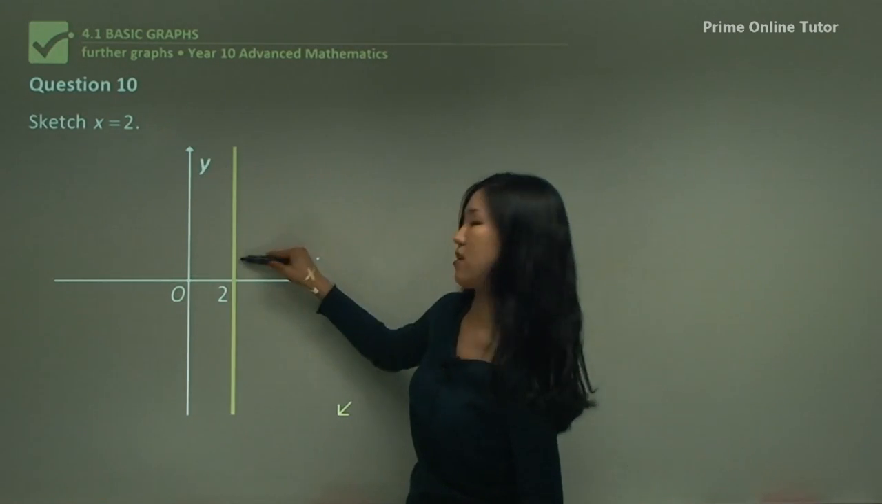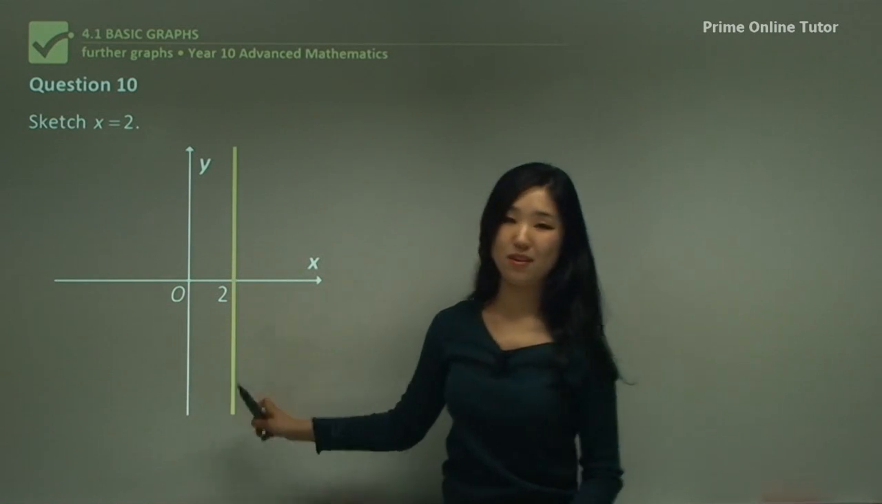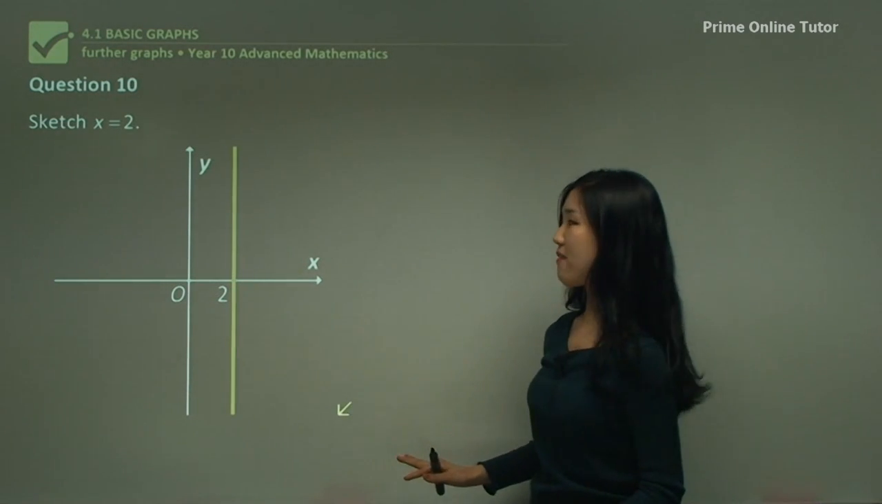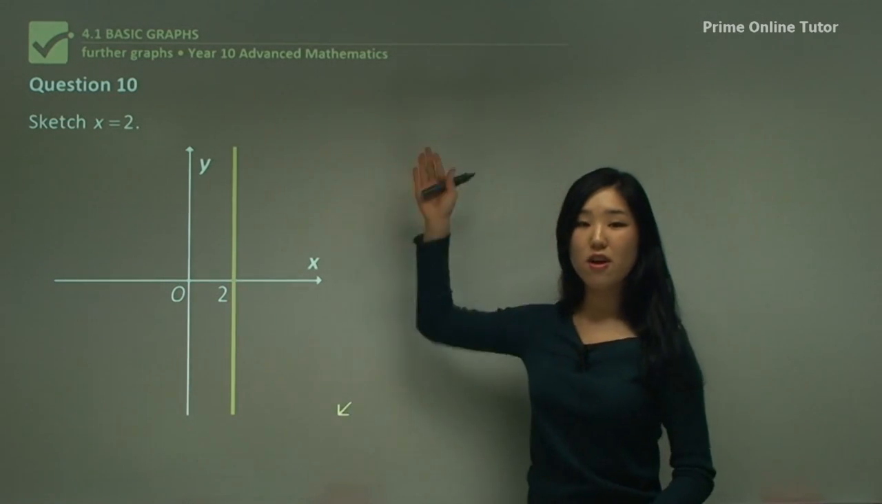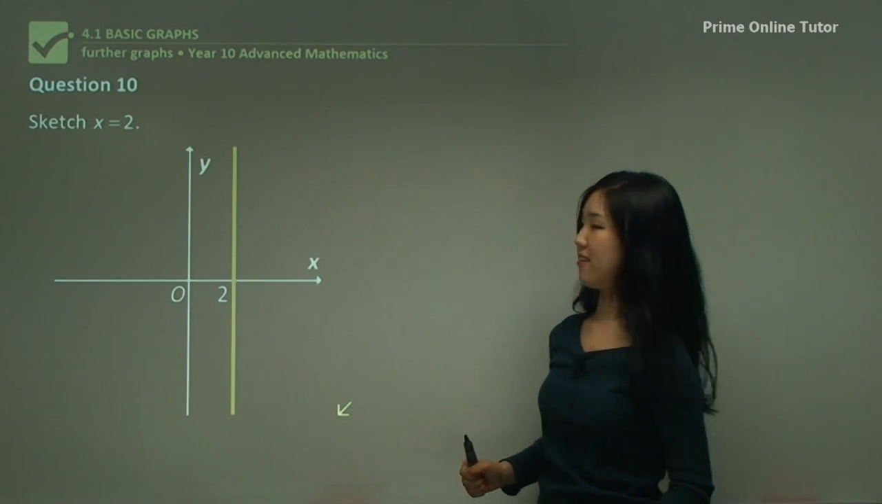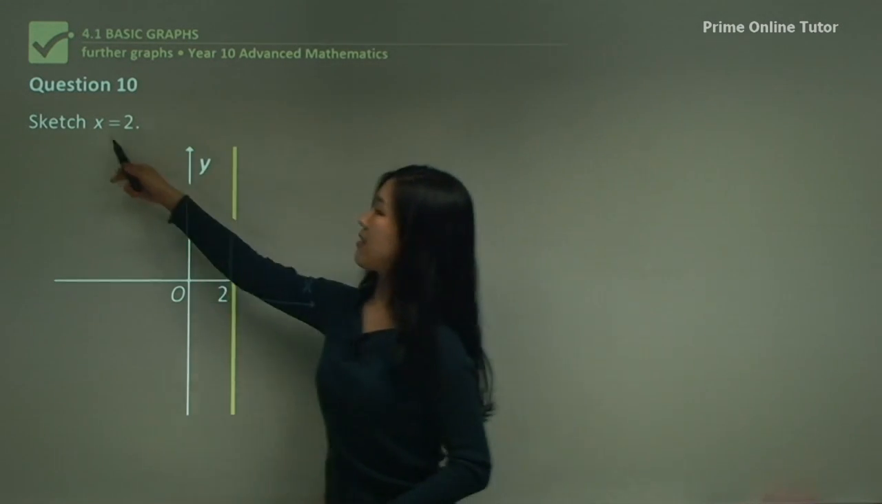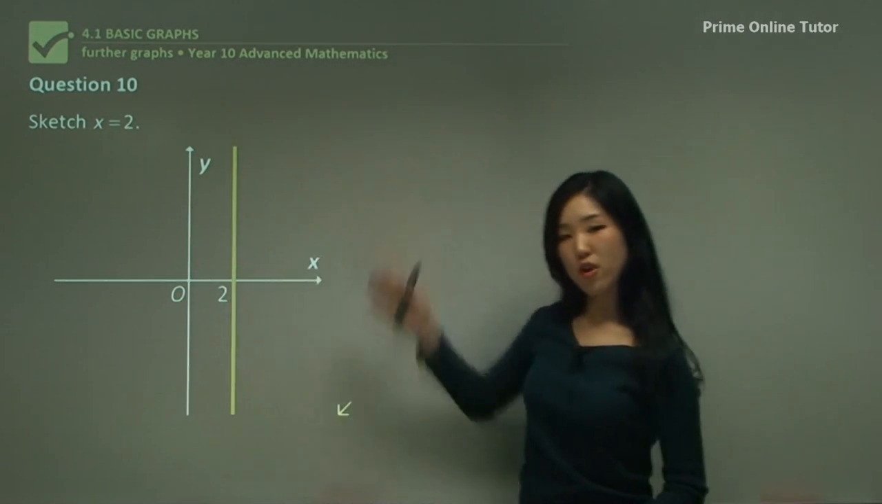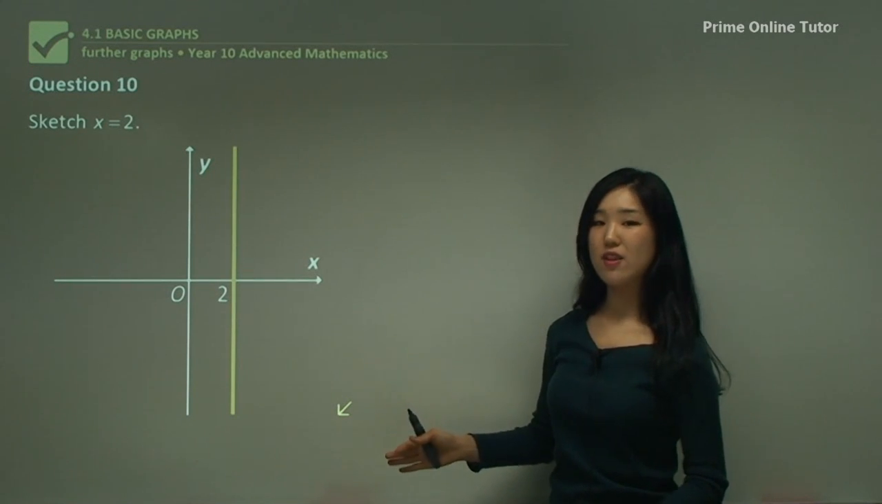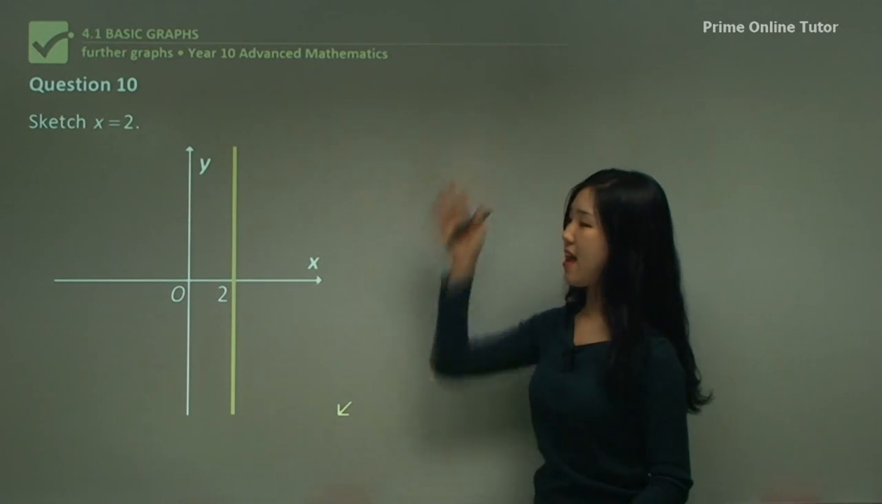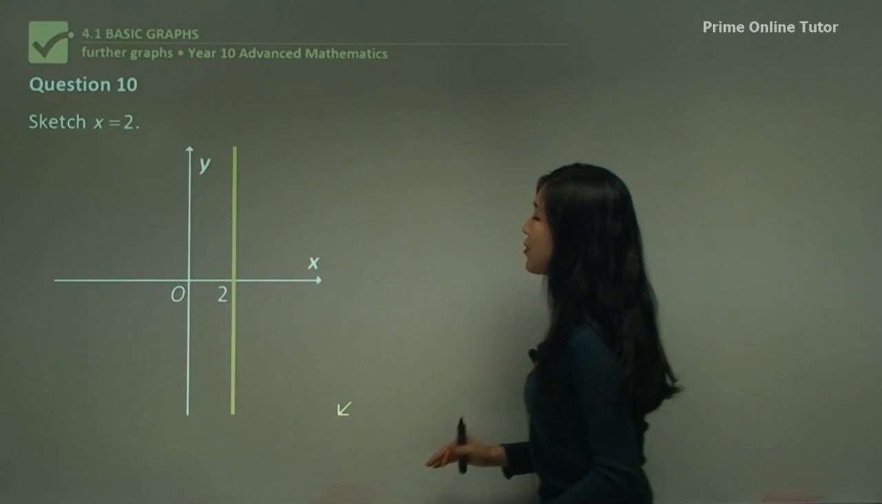For that y value, x is going to be 2. For whatever y value, x will always be 2. That's why it's a vertical line. Okay? So when x equals to some number, it's always a vertical line. So now you know what horizontal lines and vertical lines are. That's question 10.